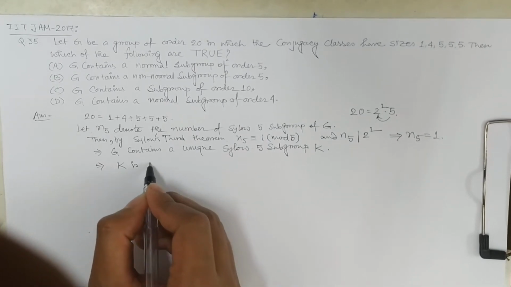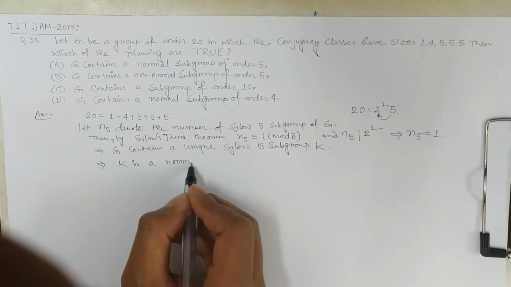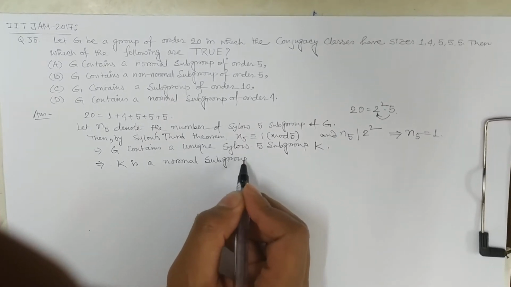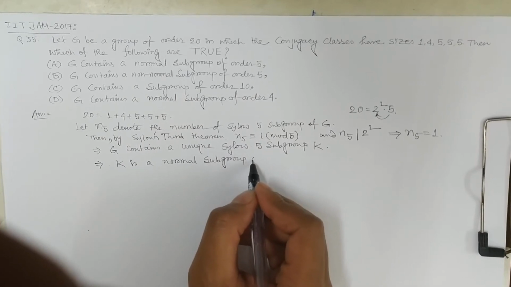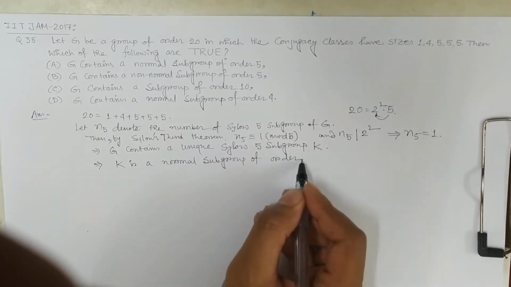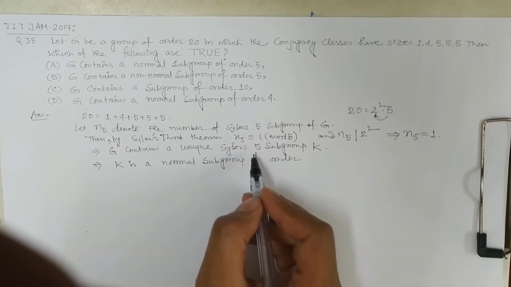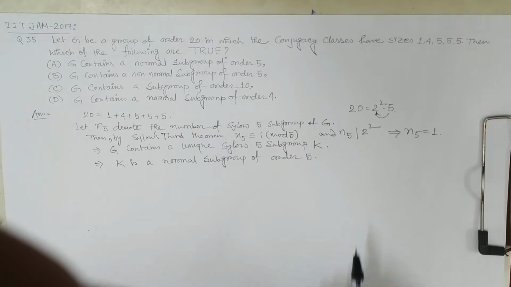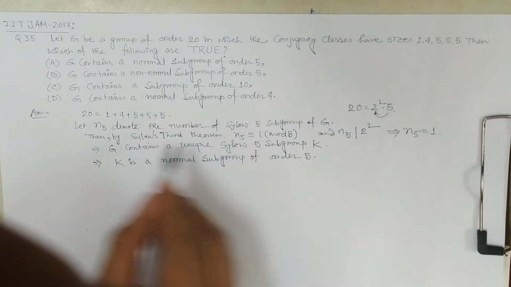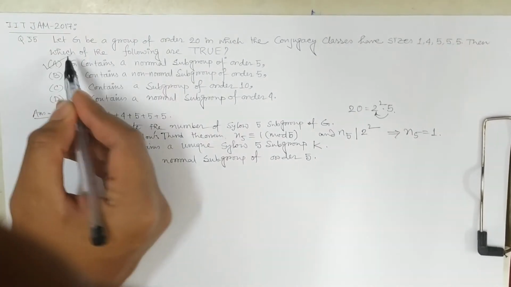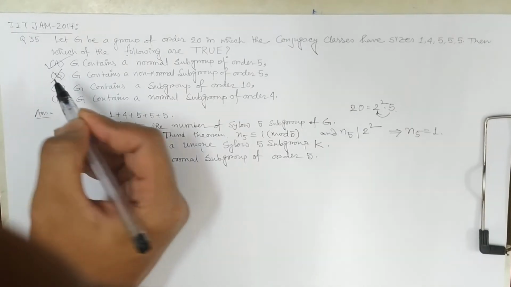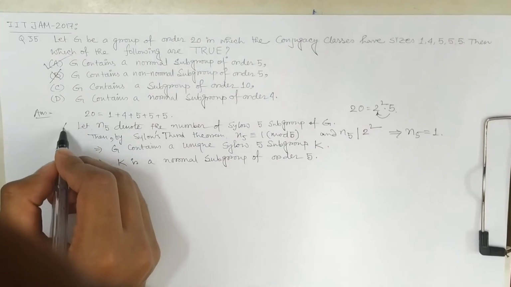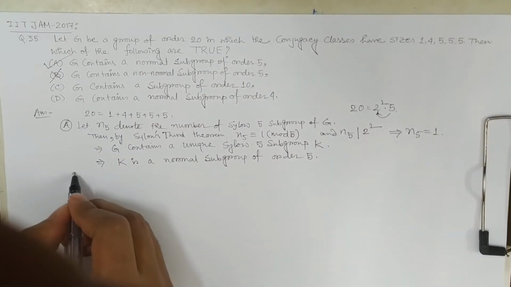K is a normal subgroup of order 5, since the Sylow 5 subgroup has order 5. So G contains a normal subgroup of order 5. This one is correct, so option B is definitely wrong.